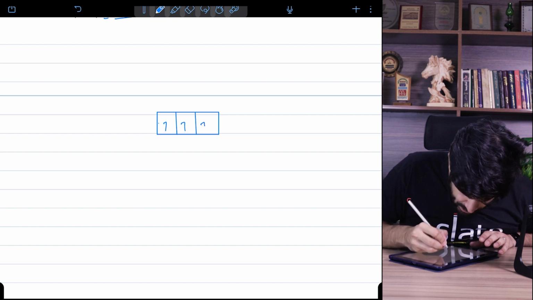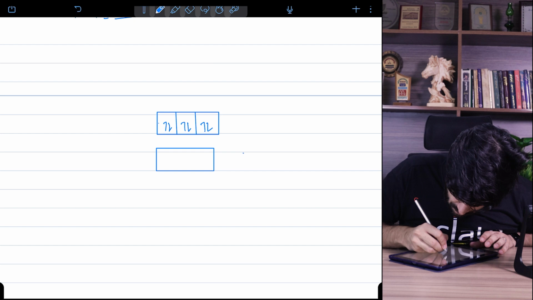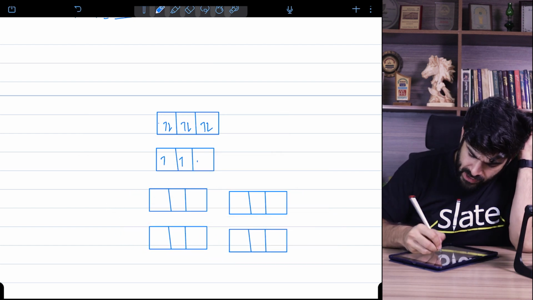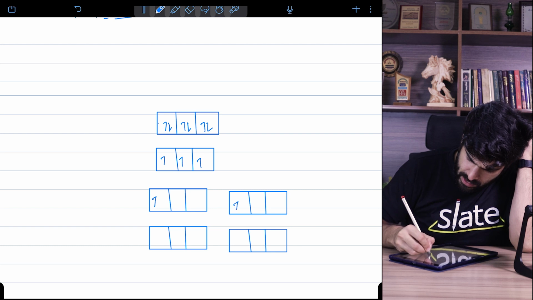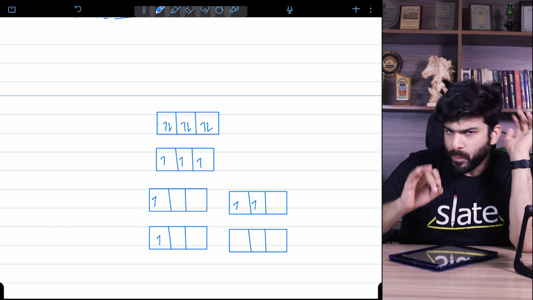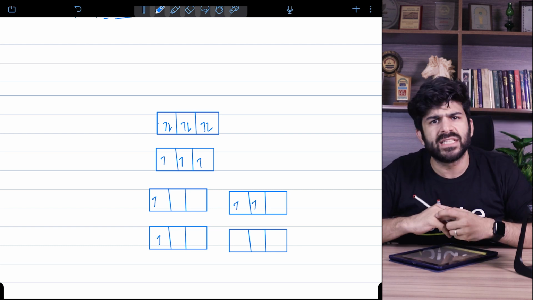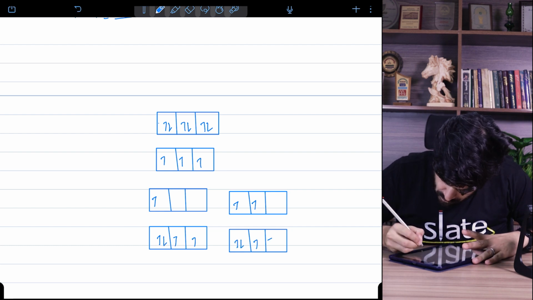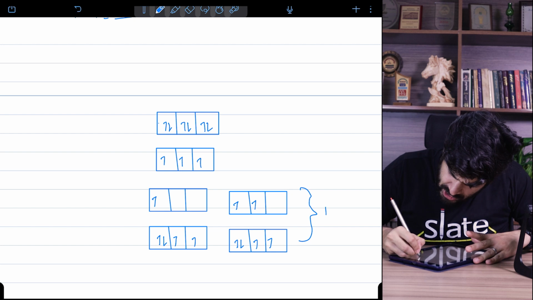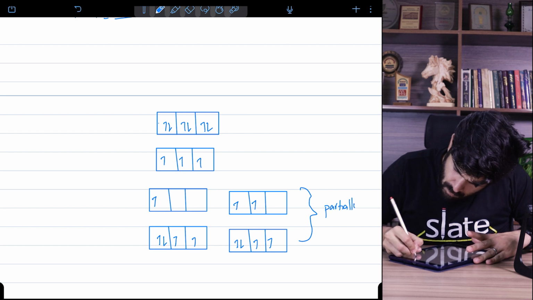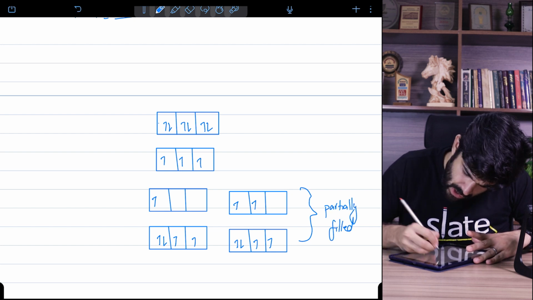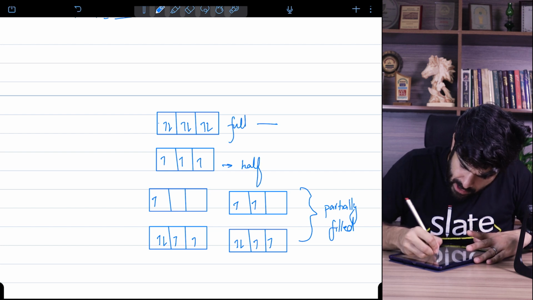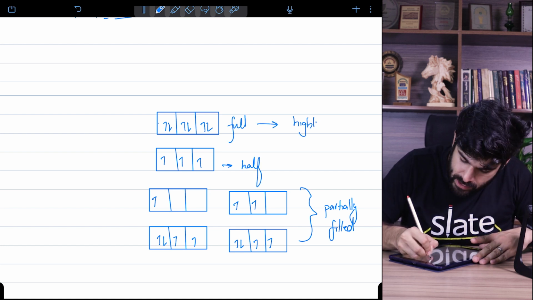Either they are completely filled, or they are half filled, or they are partially filled. We are talking about P right now, but obviously D has the same idea. These are partially filled, half, and full. Fully filled is obviously highly stable, that we know about.